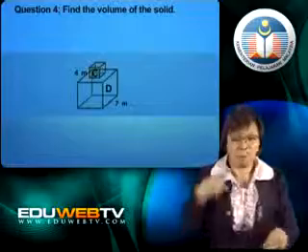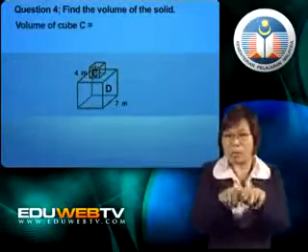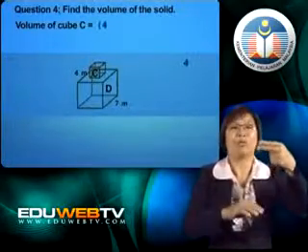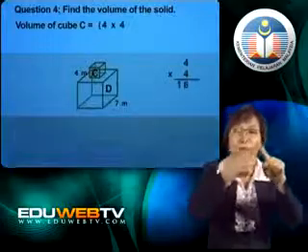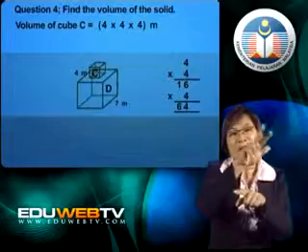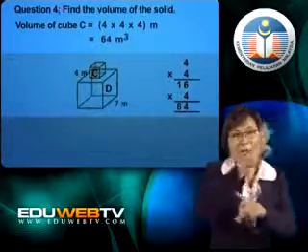As we know that a cube has 6 equal faces, the measurement for this solid is 4 meters length, 4 meters width, and 4 meters height. So 4 multiplied by 4 equals 16, and 16 multiplied by 4 equals 64. The volume of cube C is equal to 64 meters cubed.